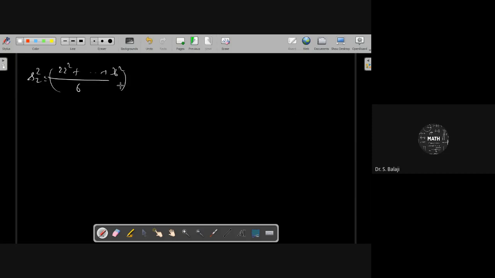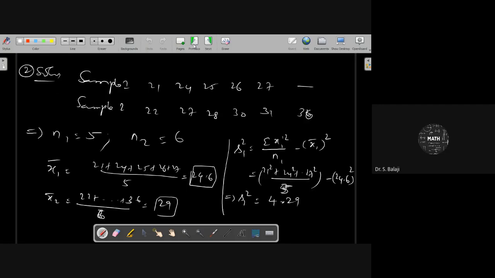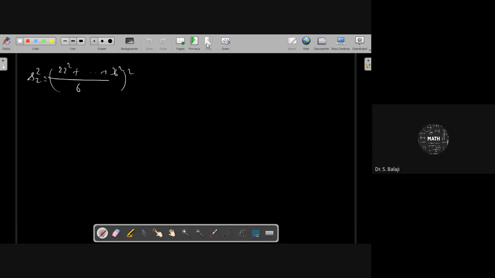Whole square minus 29 square. What will be your answer? 18. Correct? All the values are correct? Yes, sir. Okay. Now x1 bar, x2 bar, s1 square, s2 square, those values are over here.